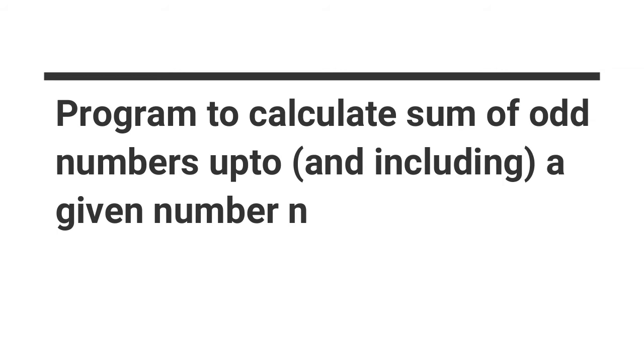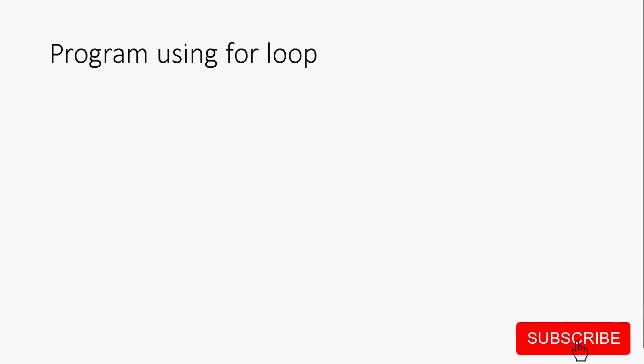Today we will learn how to write a program to add odd numbers up to and including a given value n and print the result. We will implement the program through both the for loop and the while loop. Let's see how we will implement this with the for loop first.